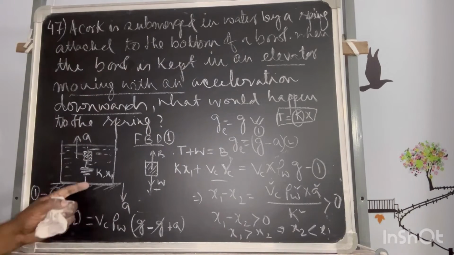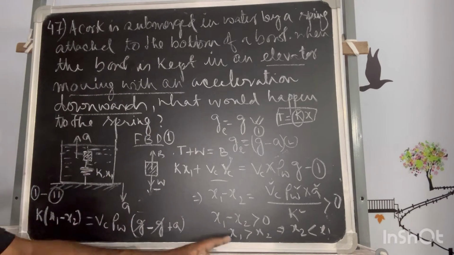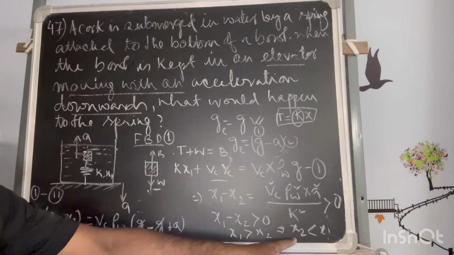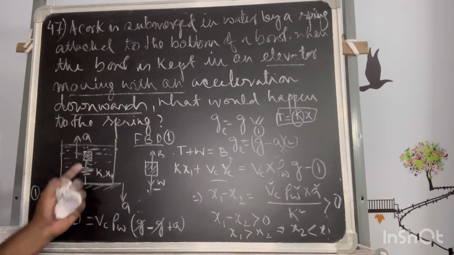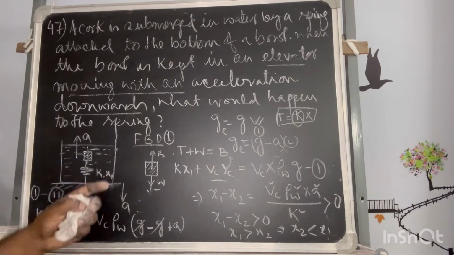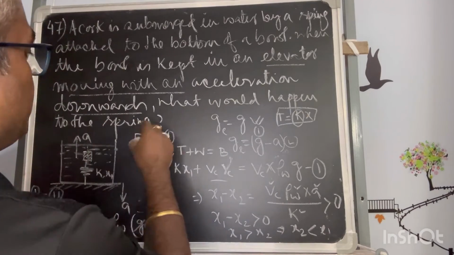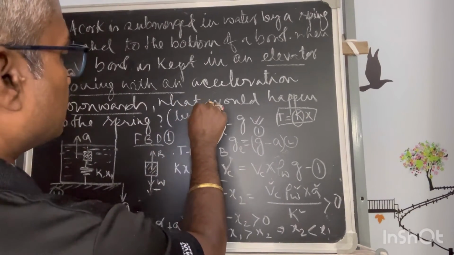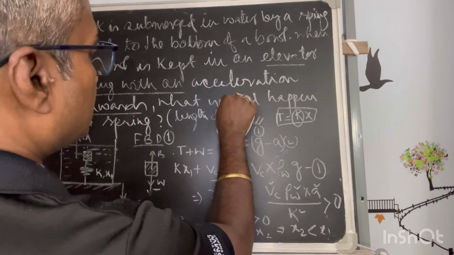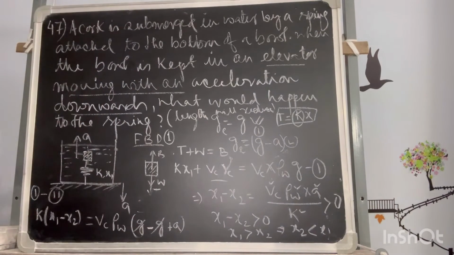So that means whatever deflection for the first element, when there is no acceleration, the deflection x1 is more than x2. So in the second case, when accelerated, the deflection in the spring will come down. So that means the length of the spring, my answer will be, what would happen to the spring? Length will reduce. The length of the spring will reduce due to this effect. Understood? Okay.